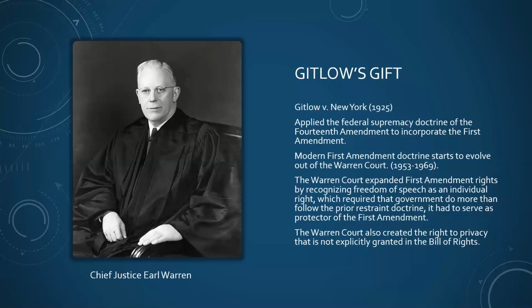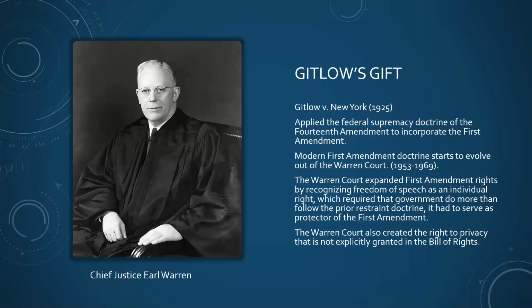The Warren Court expanded First Amendment rights by recognizing freedom of speech as an individual right, which required the government to do more than to follow prior restraint doctrine. It had to serve to protect the First Amendment. So what it did was it said that the government not only has the right to determine what can and cannot be said, they have the obligation to protect the citizens' guaranteed rights to free speech and press.